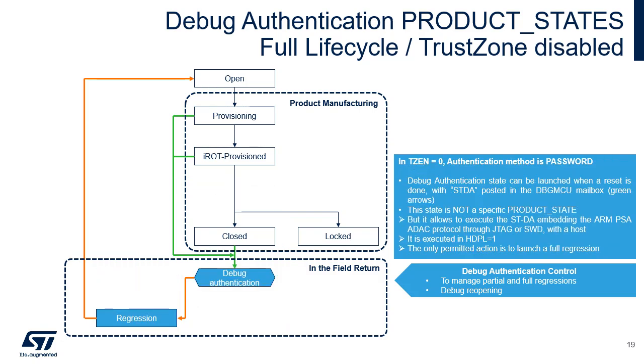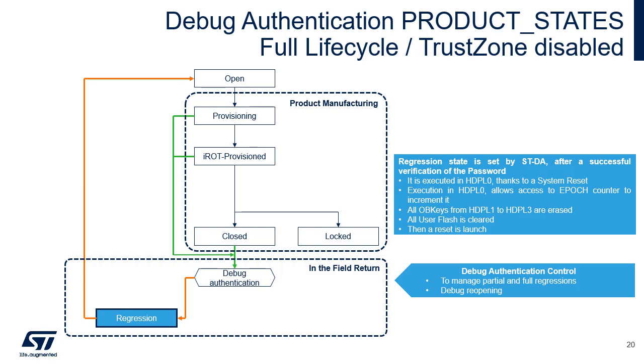When trust zone is disabled, the state TZ closed doesn't exist and the debug authentication is based on a password authentication method. Only the hash of the password has to be provisioned. This state allows to execute the STDA embedding the ARM PSA ADAC protocol through JTAG or SWD with a host. The only permitted action is to launch a full regression.